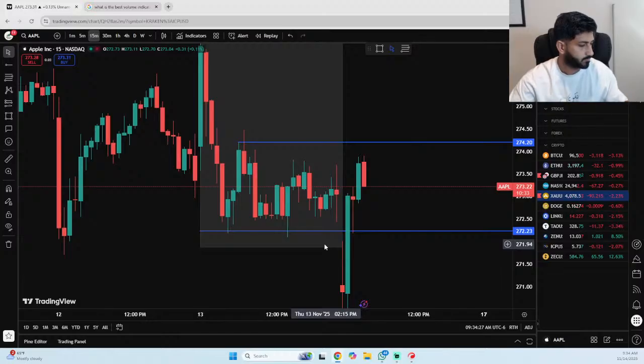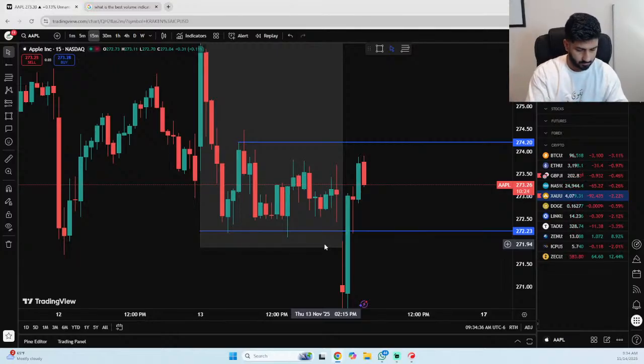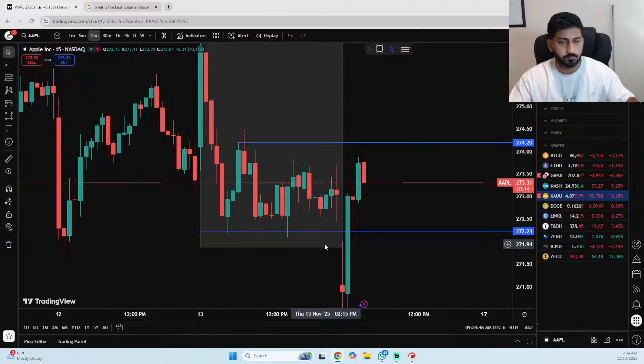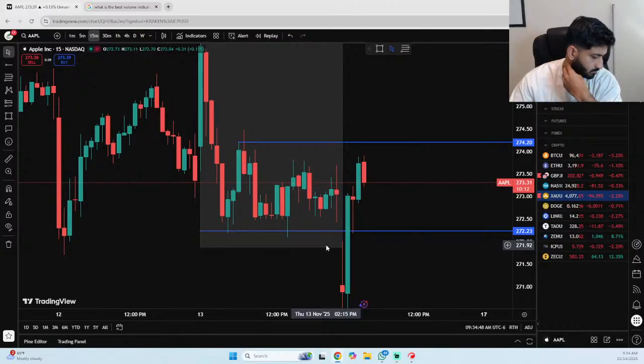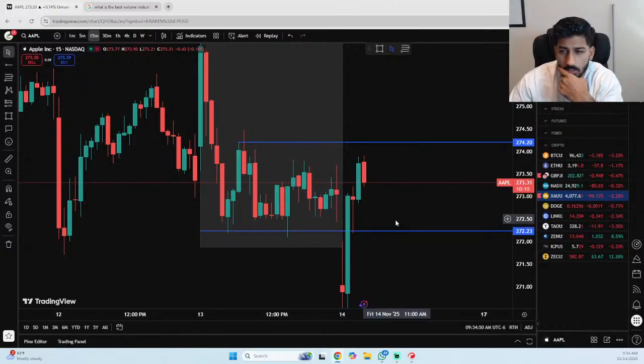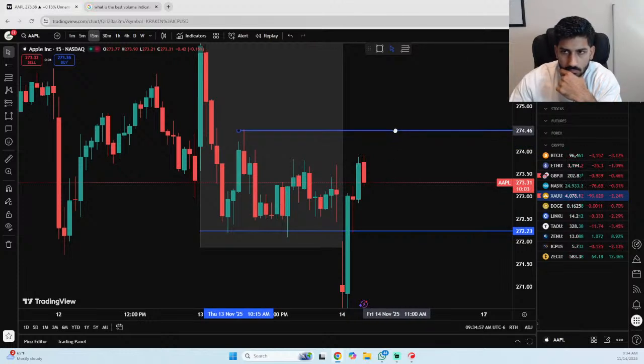So say, for example, this is one of the resistance levels which we are watching. Starting from my first resistance level, it would be somewhere around 274.04 to 274.5. That will be the complete resistance region where I'll try to look.